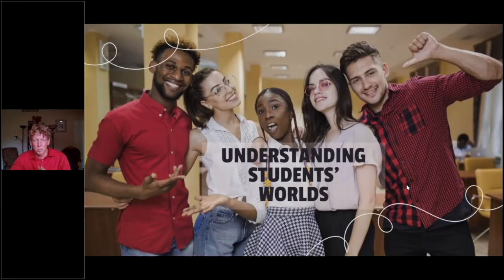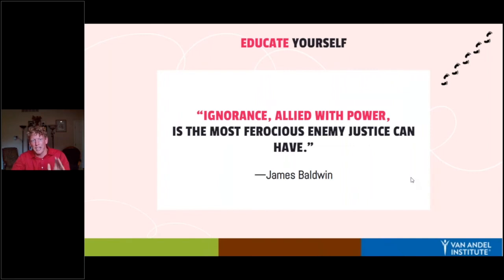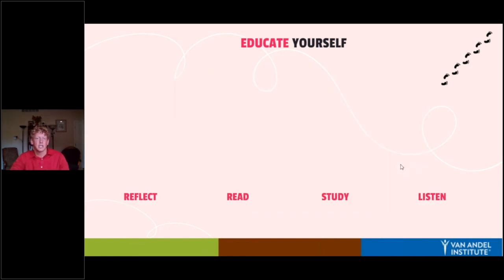The first small, bold step is to be intentional about understanding our students' worlds. Ignorance is the most ferocious enemy justice can have, especially when it's allied with power. And as teachers, we do have power. Our actions do have significant power, consequences. So when we educate ourselves, we fight against injustice. Lots of different ways that we can do that.